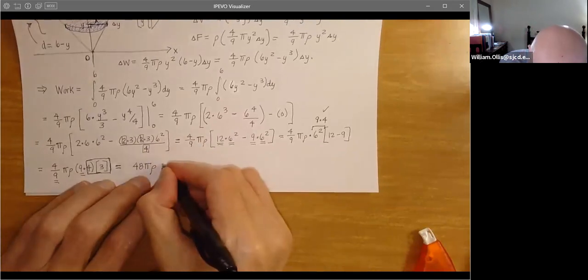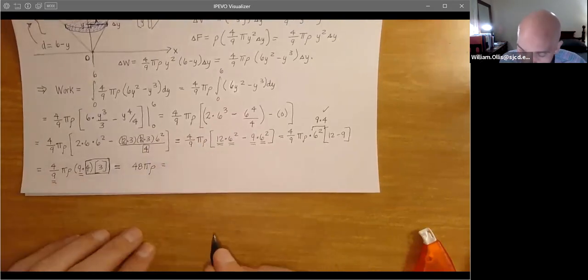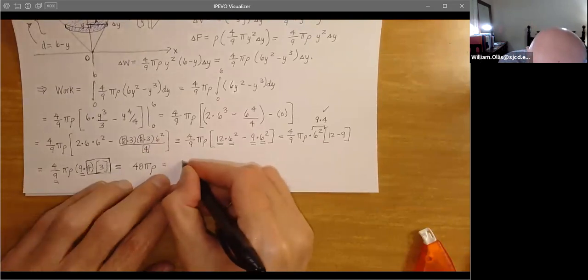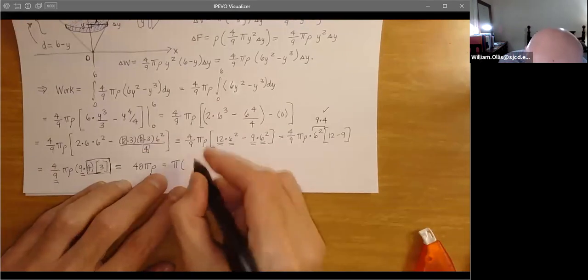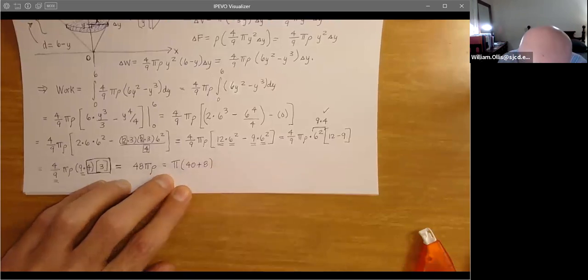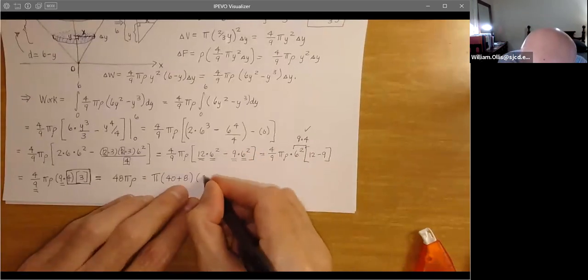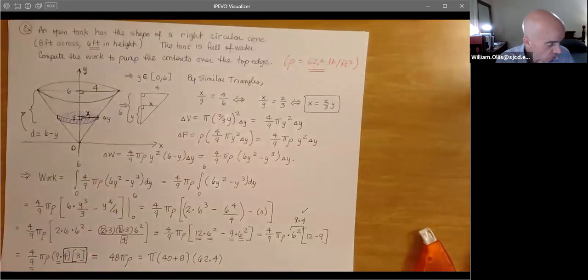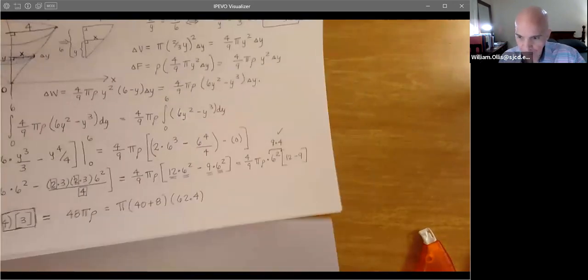So now let's see what we get. So we've got 62.4. And what I did in this particular calculation, let's go ahead and break this up and retire some of the decimal. So this will be pi, and we've got 40 plus 8, and then we have 62.4 from here. Now let me get one more sheet of paper to move the calculation down so I can finish it.